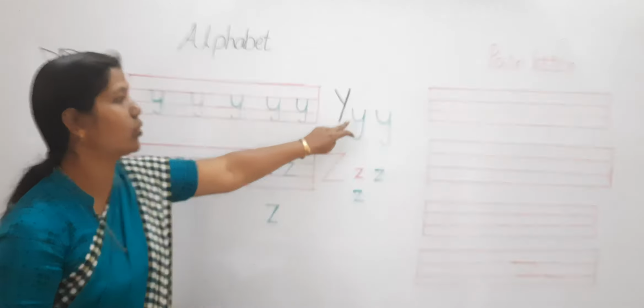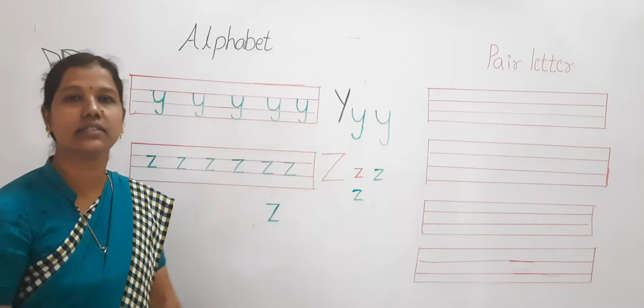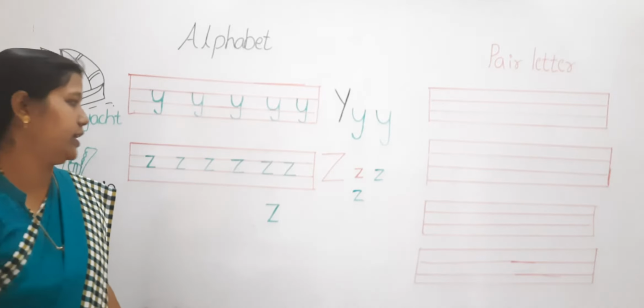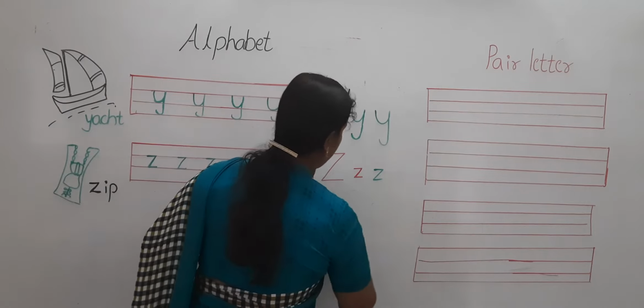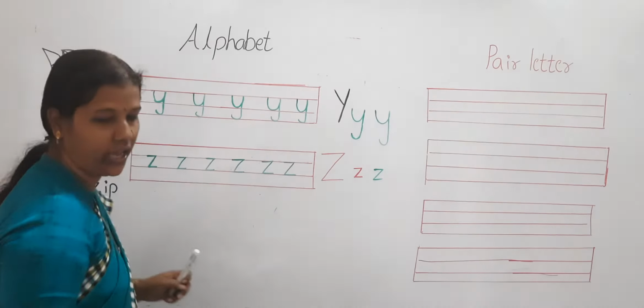Today you will learn letter Y and letter Z. Okay, children? Yes. Then come on, let us revise small letter A to Z again. Okay? Yes.